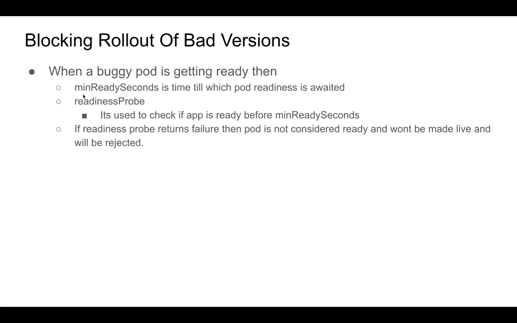Then there is a setting we discussed. Min ready seconds is the time for which the pod readiness is awaited, and there's a readiness probe, which is used to check if the app is ready before the min ready seconds time. Let's say min ready seconds is 10 seconds, and in the readiness probe you have given a URL, let's say a new feature URL, and the readiness probe checks it and gets an exception before the min ready time. When that happens, the pod is not considered ready and won't be made live, and will be rejected. But you have to set this up.